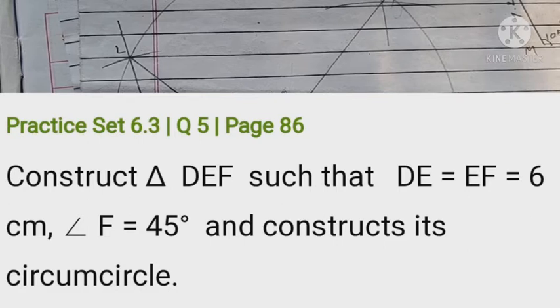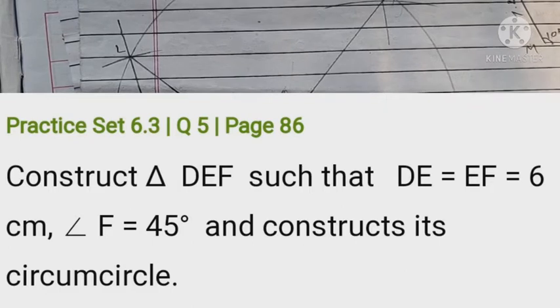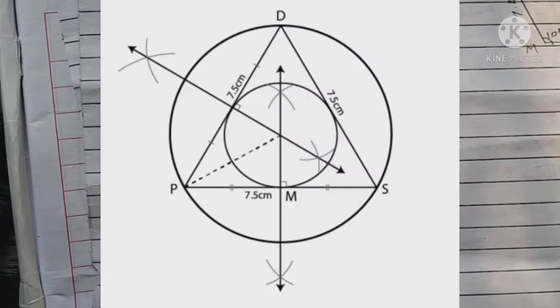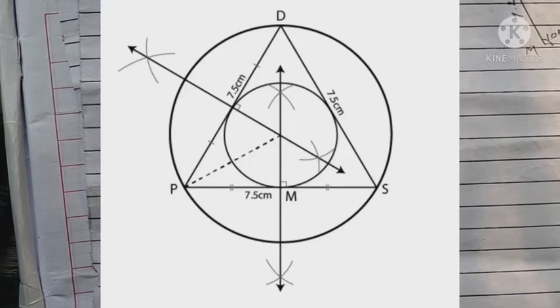Okay, in problem set one, question number 2 is: construct the incircle and circumcircle of equilateral triangle DSP with side 7.5. That means you have to construct triangle DSP, which is an equilateral triangle. All three sides are equal, 7.5, 7.5. Then you have to construct its circumcircle and incircle. As this is an equilateral triangle, there is no need to draw both angle bisectors and side bisectors. Draw only side bisectors, that means bisectors of any two sides.